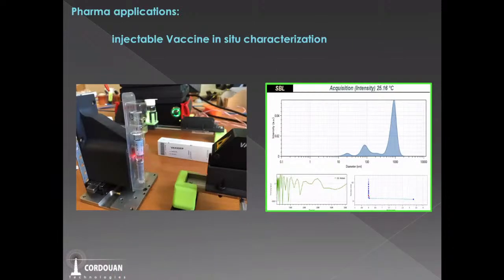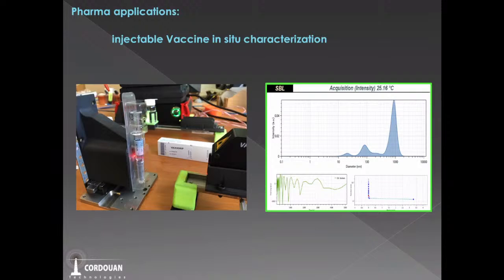Another example, which is very interesting and more current, is the measurement of attenuated viruses in a vaccine. This is a Sanofi vaccine. You have here the syringe, you have even the blister over, and we are sending the laser just in this small part, and we were able to measure this, where you can see around 20 nanometers. This is really the size of the attenuated viruses, and this is more the aggregates.